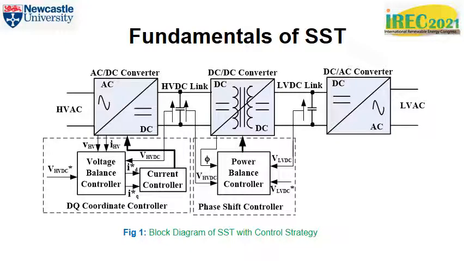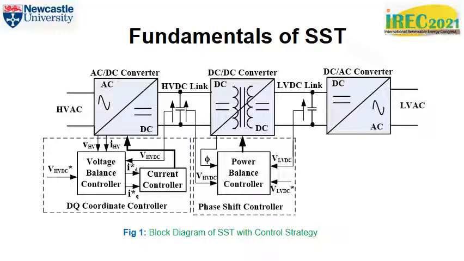Fundamentals of solid-state transformer. Figure 1 shows the block diagram of a typical three-stage solid-state transformer with control strategy. The control aspect consists of voltage balancing controller and a power balance controller. However, in the initial, one can see that the solid-state transformer consists of an AC-DC converter, a DC-DC converter, and a DC-AC converter.